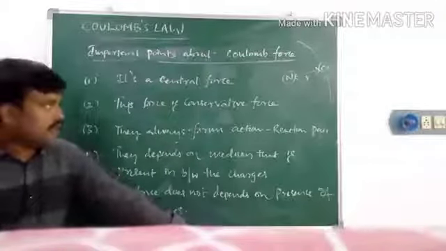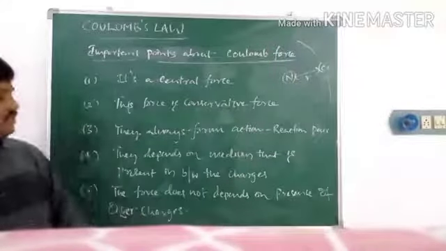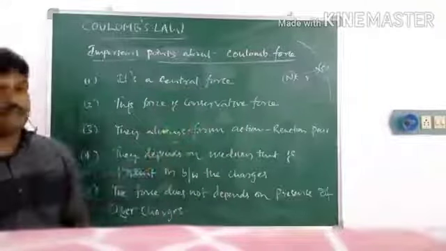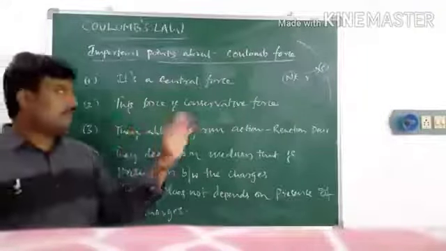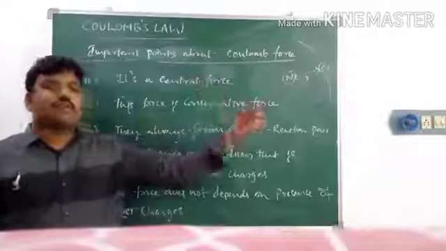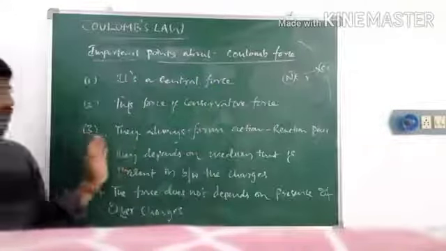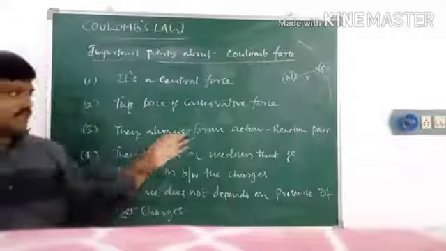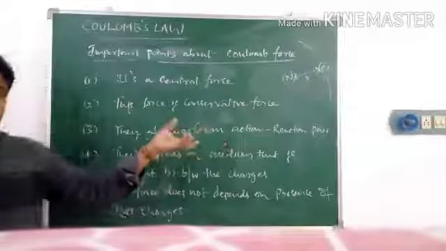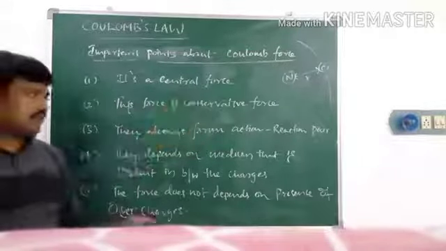Similarly, like the gravitational force, the electrostatic force is also a conservative force. It does not depend upon the path along which the work is done. Whatever path we choose, the work done depends only on the initial and final points. That's why it is said to be a conservative force. Coming to the third point, it forms an action-reaction pair. Once an action is created, a reaction force is also developed according to that action.